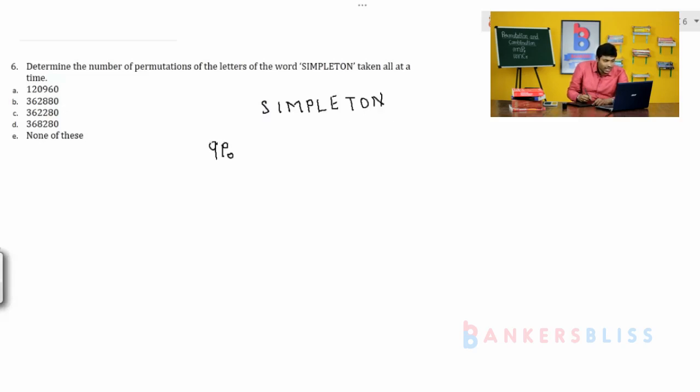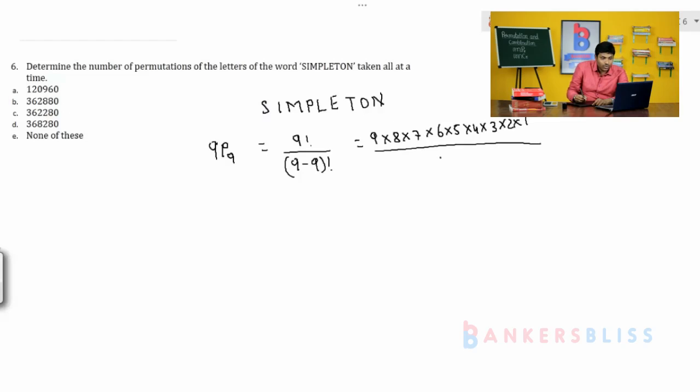So 9P9, which means 9 factorial divided by (9 minus 9) factorial. So which is equal to 9 factorial, 9 into 8 into 7 into 6 into 5 into 4 into 3 into 2 into 1 divided by 0 factorial. 0 factorial means 1. So see here, 9 into 8 into 7 into 6 into 5 into 4 into 3 into 2 into 1, so 6 factorial is 720. 9 8s are 72. 72 into 7 into 720.